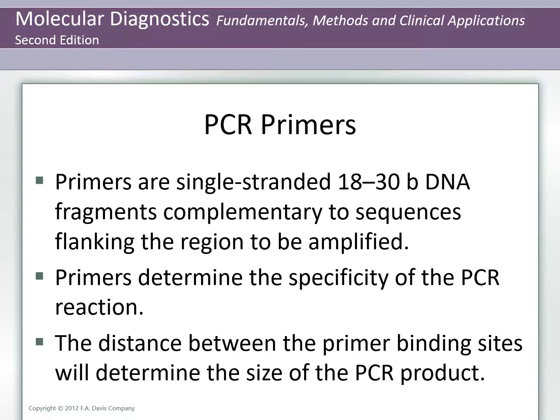Primers are critical components of PCR because they determine the specificity of polymerase chain reaction, similar to the probes we saw in blotting and hybridization procedures discussed in Chapter 6. The design of the primers requires knowledge of the target sequence, and the placement of the primers will dictate the size of the amplified product. Primers are single-stranded 18 to 30 base DNA fragments. They're complementary to the flanking region to be amplified to ensure replication occurs at the exact region of interest and includes the entire section.